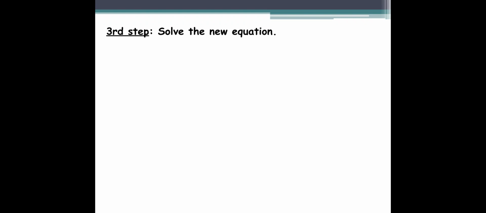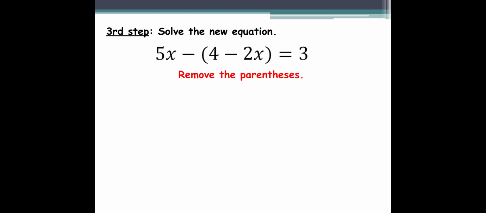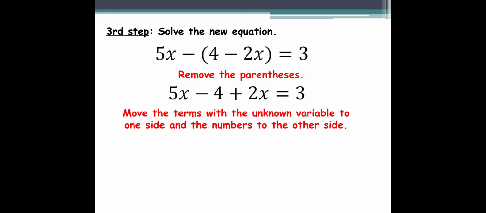All right, moving on to the third step, we need to solve the new equation. Here's the equation from the last slide: 5x minus (4 minus 2x) equals 3. And as you can see, the parentheses are there to indicate that we need to distribute that negative sign. So by removing the parentheses, we distribute the negative sign and we get 5x minus 4 plus 2x equals 3.